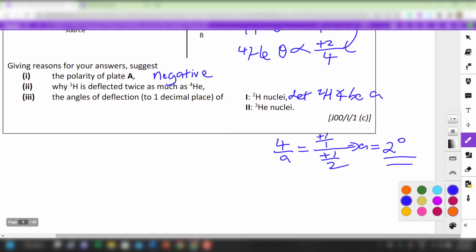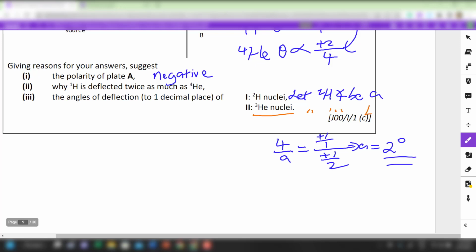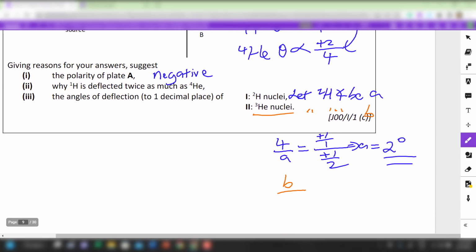Then next we look at 3 helium. Again, we let it be B. In this case, we can do B divided by the helium. Helium above is 2 degrees, so 2. This is equal to plus 2 over 3 divided by plus 2 over 4.